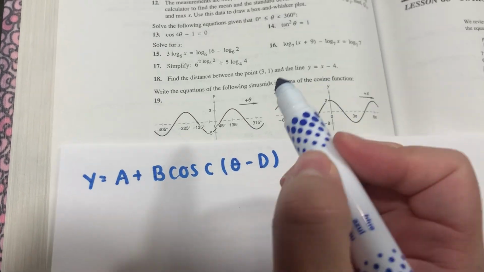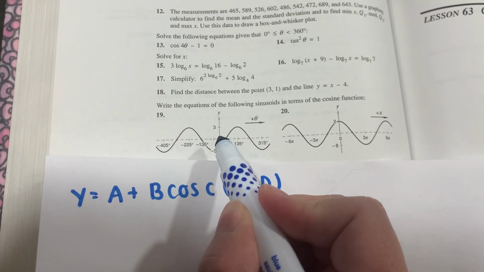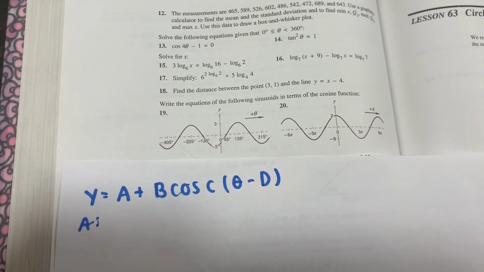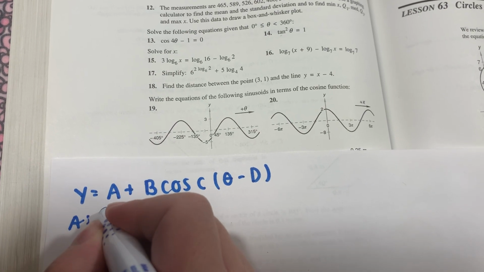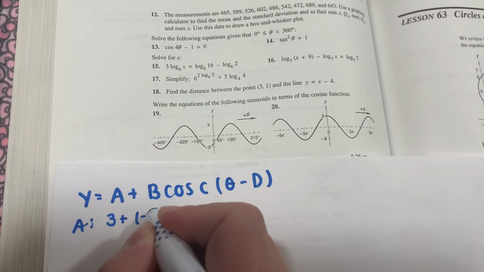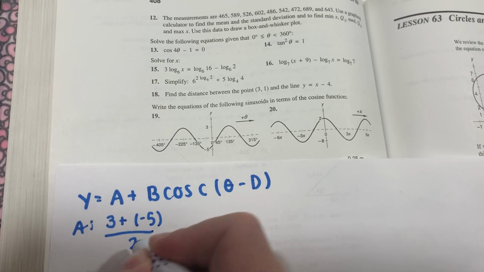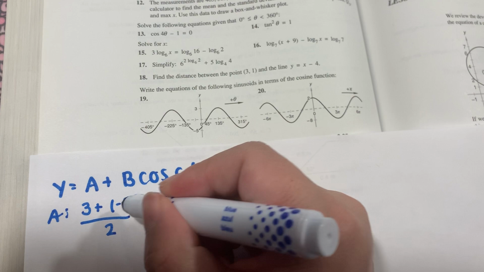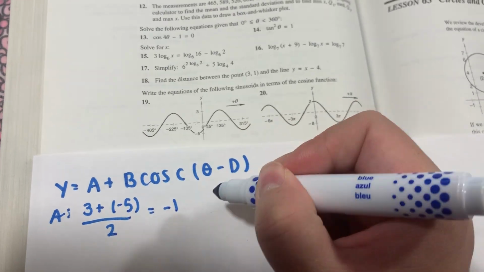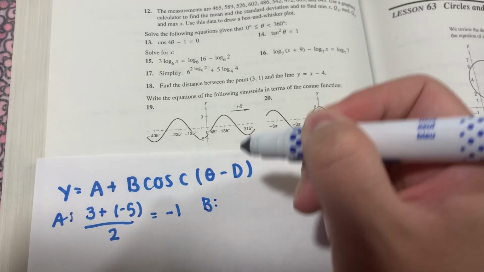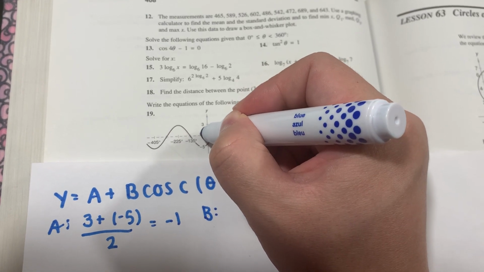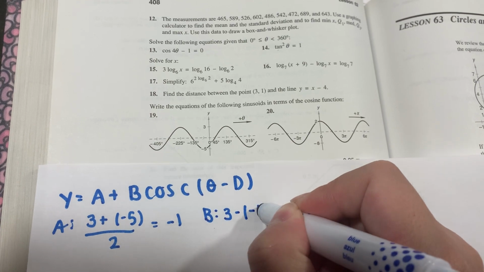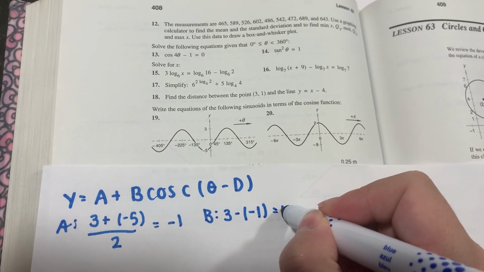So the first thing that I need to find is a. So that's going to be this value in between 3 and negative 5. So for 3 and -5, we're going to do top plus bottom value divided by 2. That's how you find the midpoint. So -2 divided by 2 would be -1. B is the amplitude, so the distance between the top line and whatever I got for A. So it'd be 3 minus whatever I got for A, and that would give me 4.